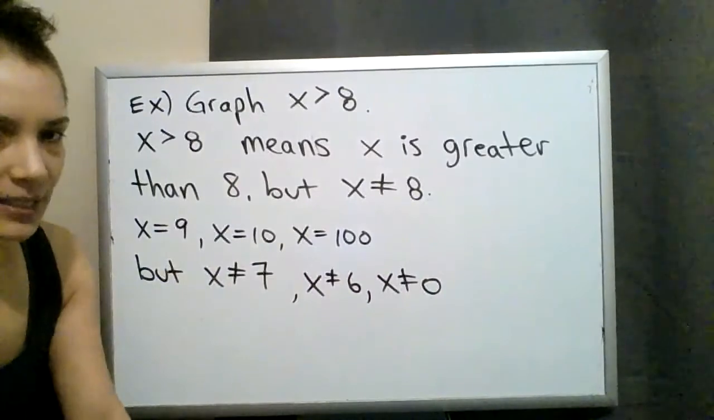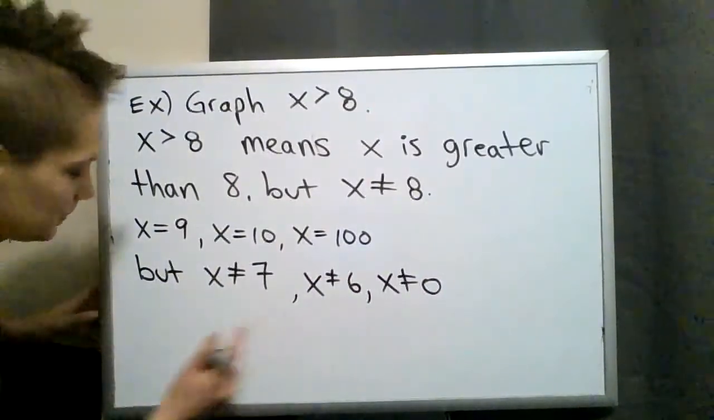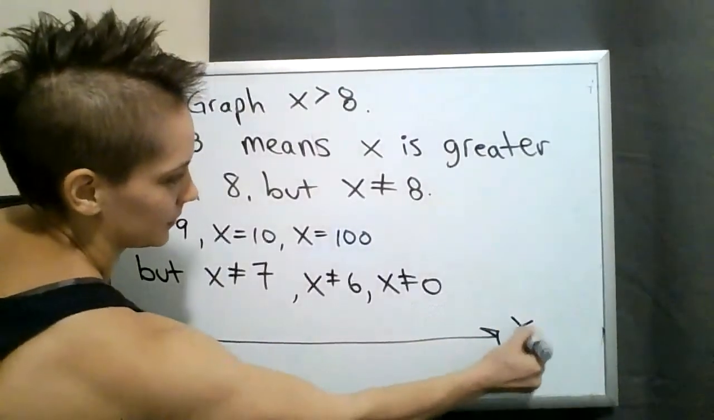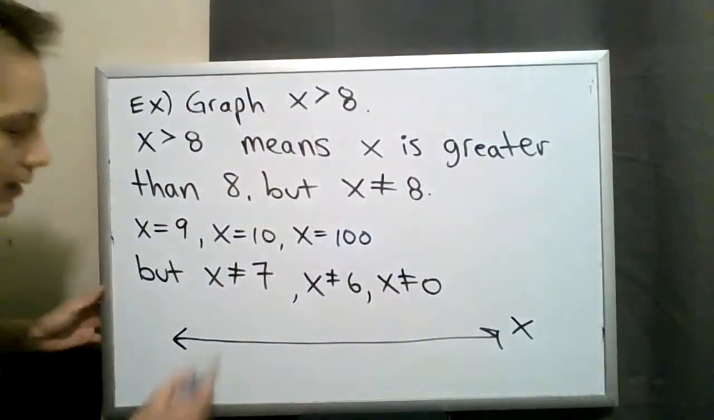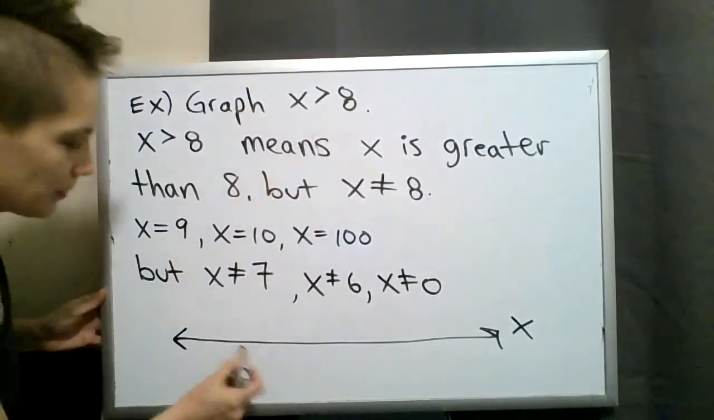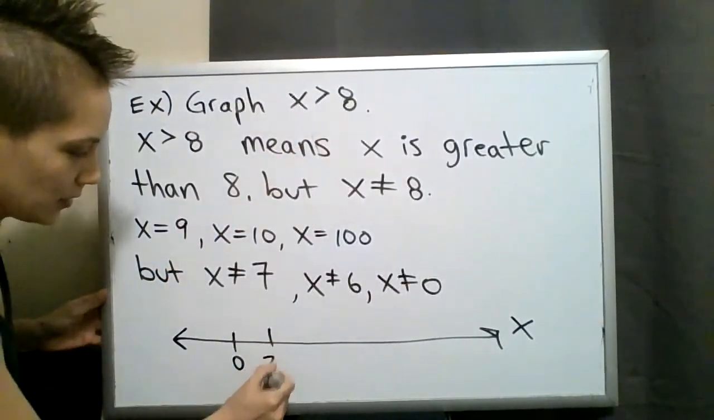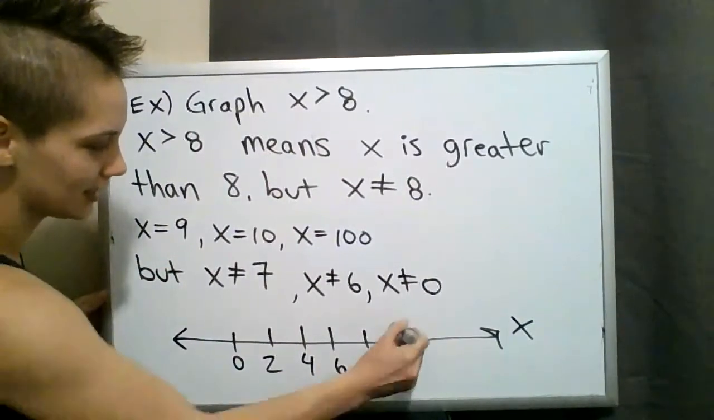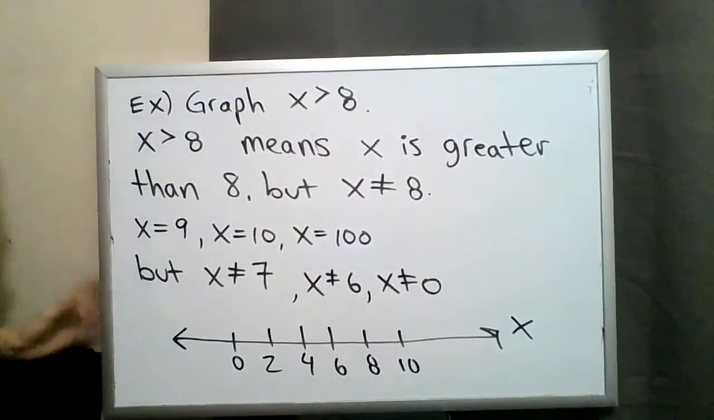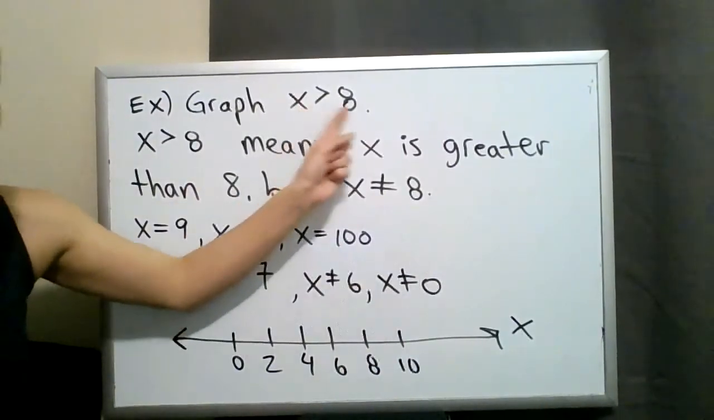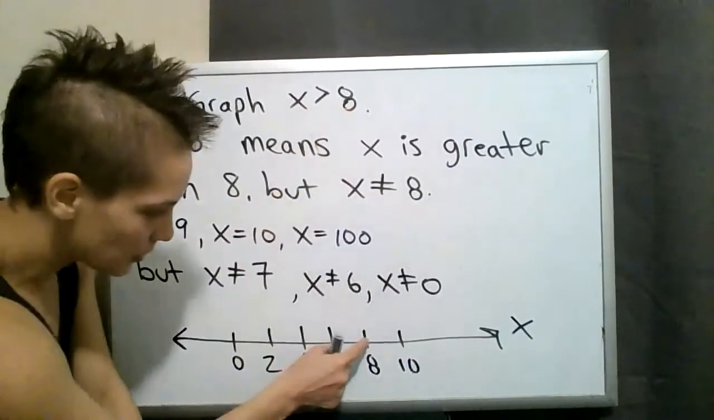So to graph this, you put down a number line for your variable X. Place 8 somewhere on the graph. Maybe like 0, 2, 4. X does not equal 8, or X is strictly greater than 8. So we'll take that number away.